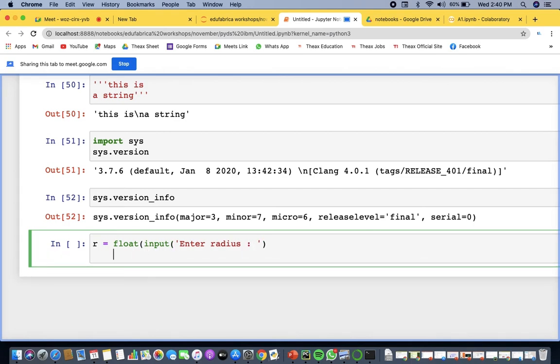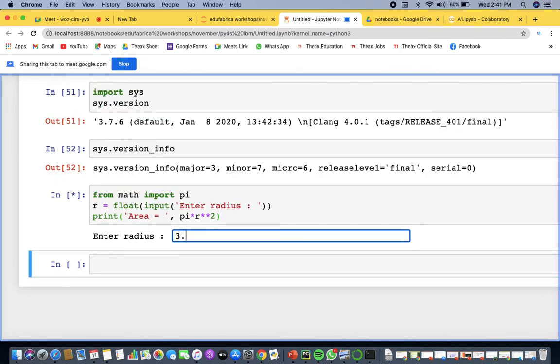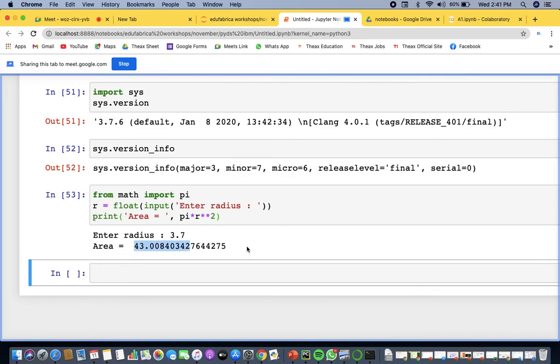Now you can print the area. Area would be equal to what? I will find the area of the circle: pi r square. So you need the pi value. If you don't know, we import a module called math. I want only the pi value, so I'll say from math import pi. Area would be pi times r squared, and this is multiplication. When I run this, I say the radius is 3.7, and immediately I get the result, that is area is equal to 43 point something.